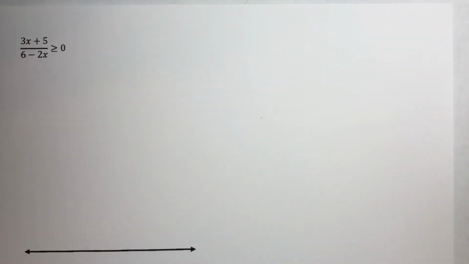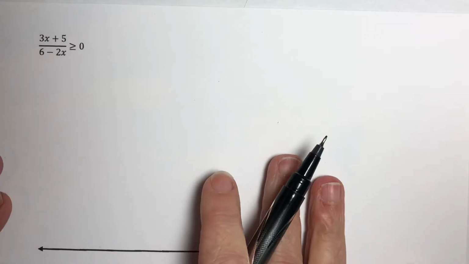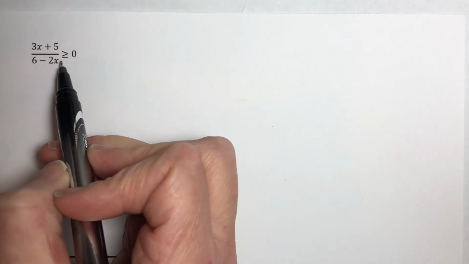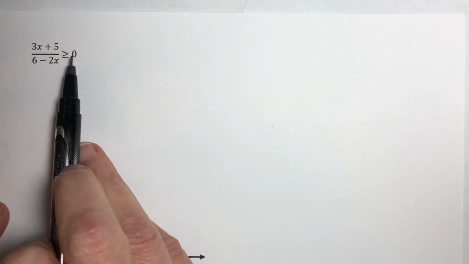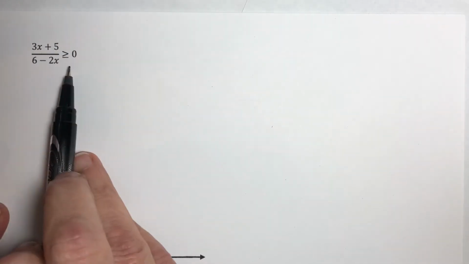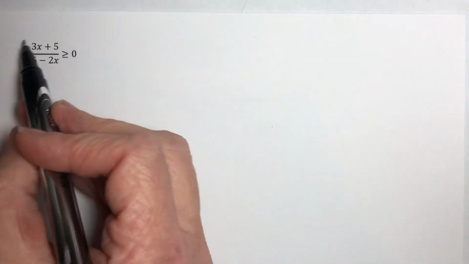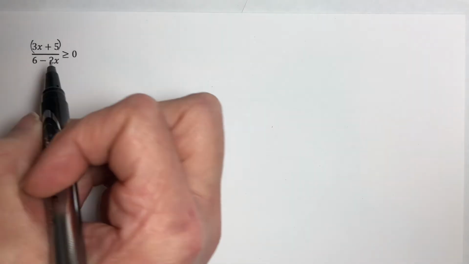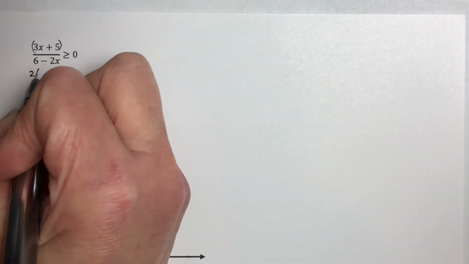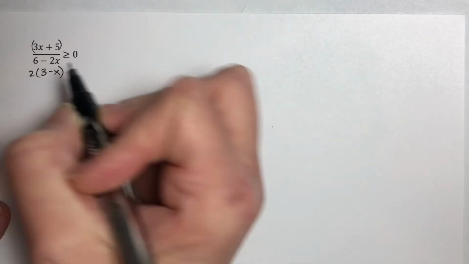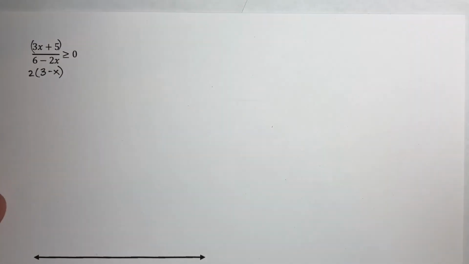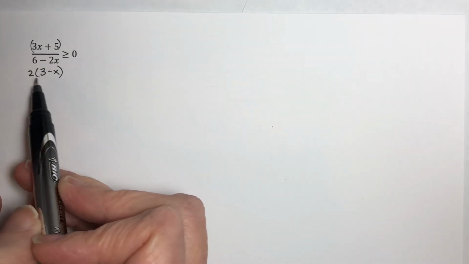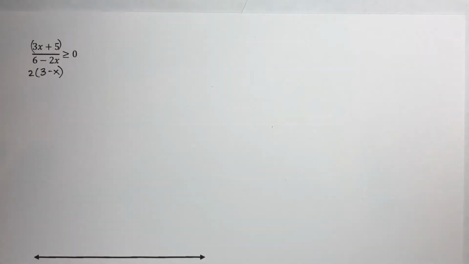Okay, so let's do this one. I have (3x plus 5) over (6 minus 2x), and I want this to be greater than or equal to 0. So I have the 0 I need. I have only one fraction, which is also good. Now I look at this to see if I can factor anything. That doesn't factor. Here I could factor out a 2 if I wanted to. I could factor out a -2 if I wanted to do that as well. But since this doesn't really involve an x, it's not absolutely necessary. I'd say factor it out if you have something that's nonlinear.